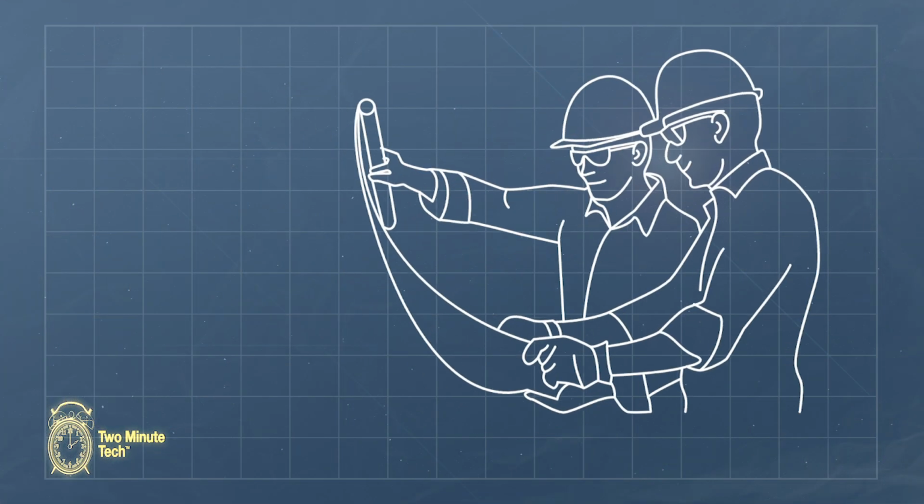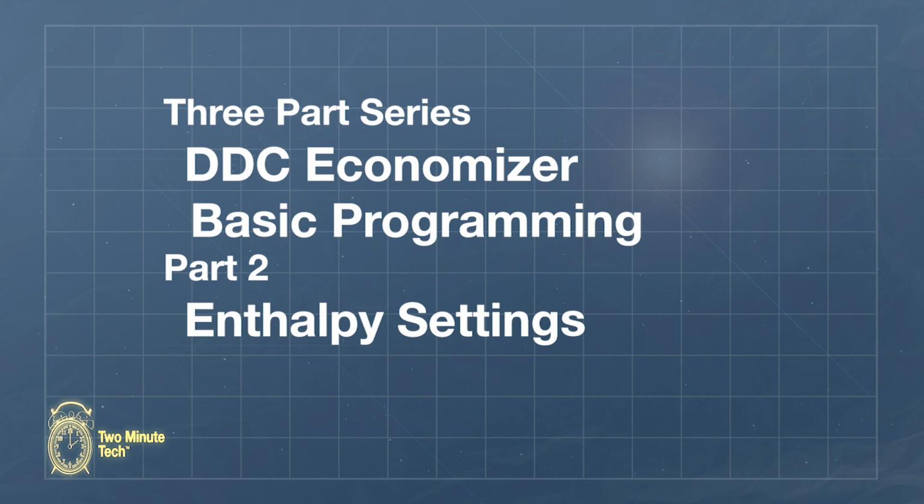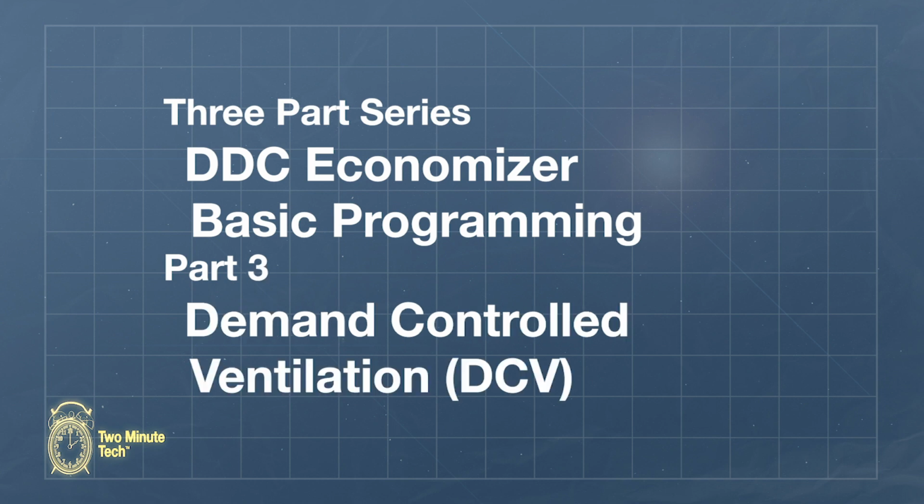Always seek advice from a local mechanical engineer or code enforcement officer regarding the specific requirements for your region. This completes the enthalpy setup of the DDC economizer controller. See the next video on demand control ventilation or DCV.